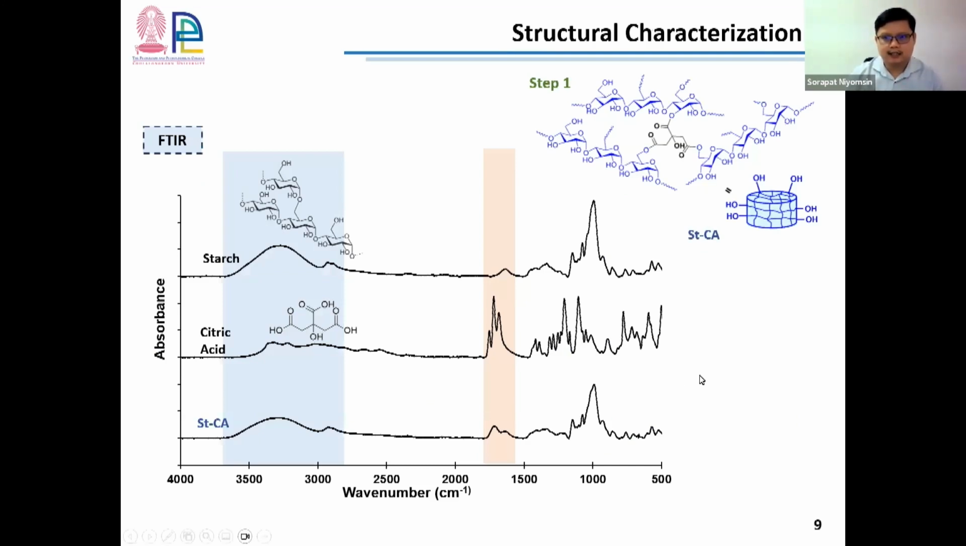Let's see the characterization. As this is a gel, we need to characterize the cross-linked structure of starch by using FTIR. From the FTIR, you can see the change of the signal at this position from starch and citric acid to the structure like this, so it confirms that the ester bond is formed. Moreover, there is still a hydroxyl group in this region, which means the hydroxyl groups of starch remain. So it would work for the water holding application.